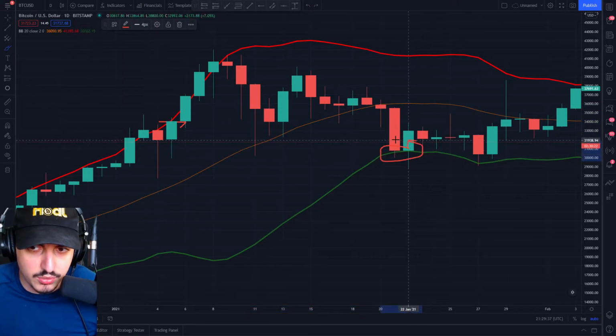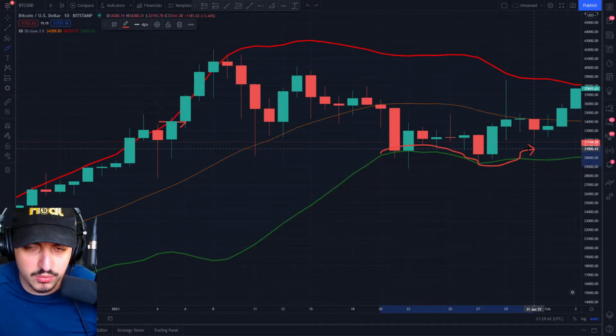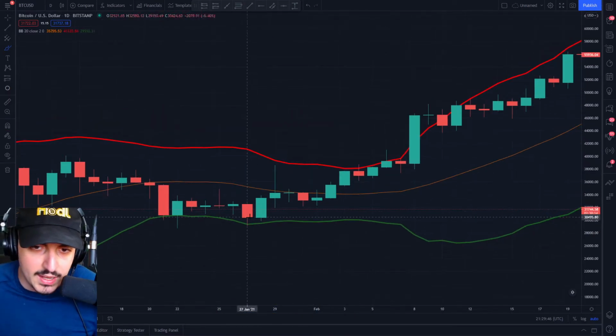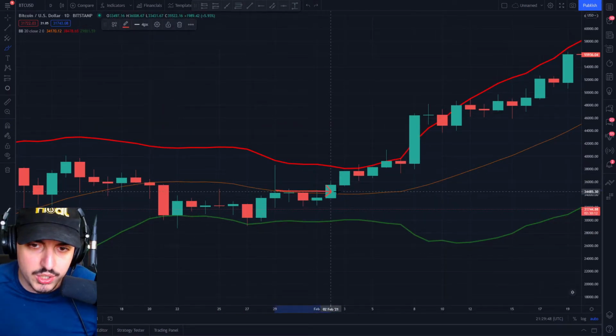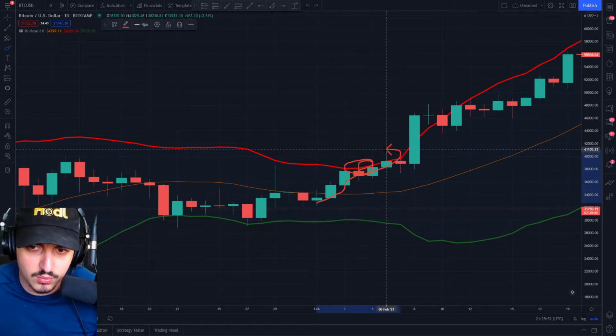We didn't close below the green, then that's good. As long as we are not closing below the green, then the trend is still an uptrend, and those are the support locations. And as soon as we break above the orange with a W over here, what you see is an impulsive move towards the red.